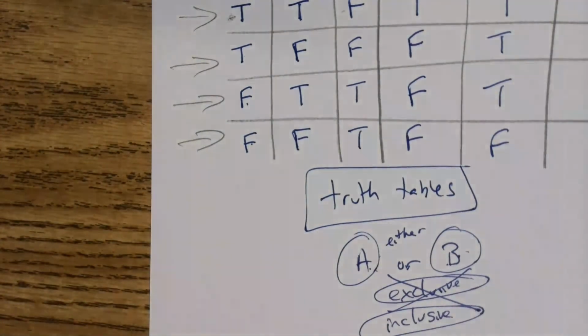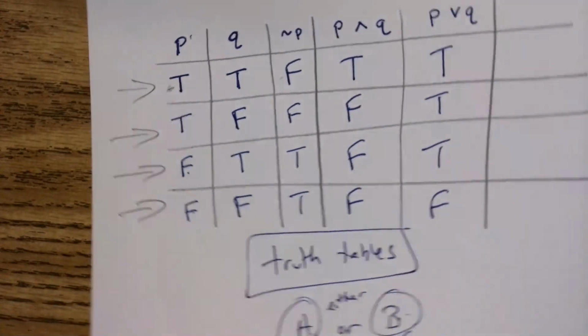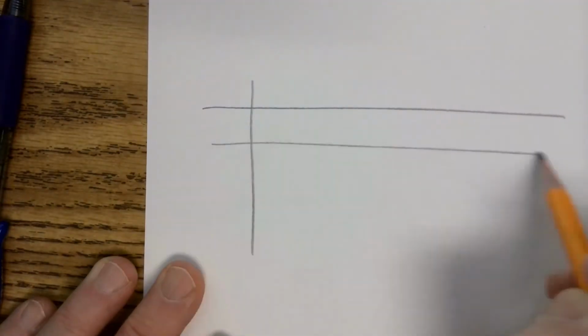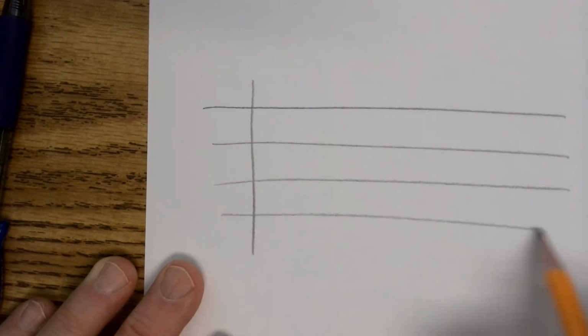Let's do some more. I kind of love them, because I think they're so easy. It's basically just turning the light switch on and off. So let's set up a truth table. Same thing, just 5 rows.